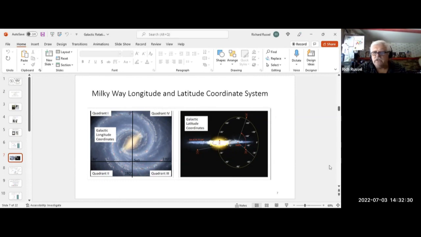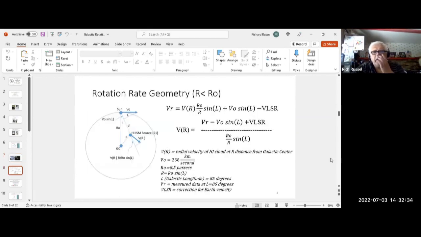Okay, questions on galaxy coordinate system? Okay, a little complicated, but this is why we got it recording, so you can look at this again.